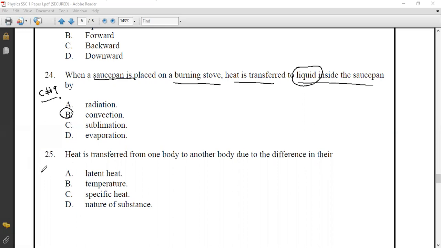Next, we have the last question, question number 25, from the same chapter, chapter number 9, modes of transfer of heat. Heat is the energy that is transferred from a hot body to a cold body when there is thermal contact between them. This transfer of energy is only due to the temperature difference between them. If there is no temperature difference, there will be no net transfer of heat, or rather the transfer and absorption will be the same. So the correct option for this question number 25 is option B.